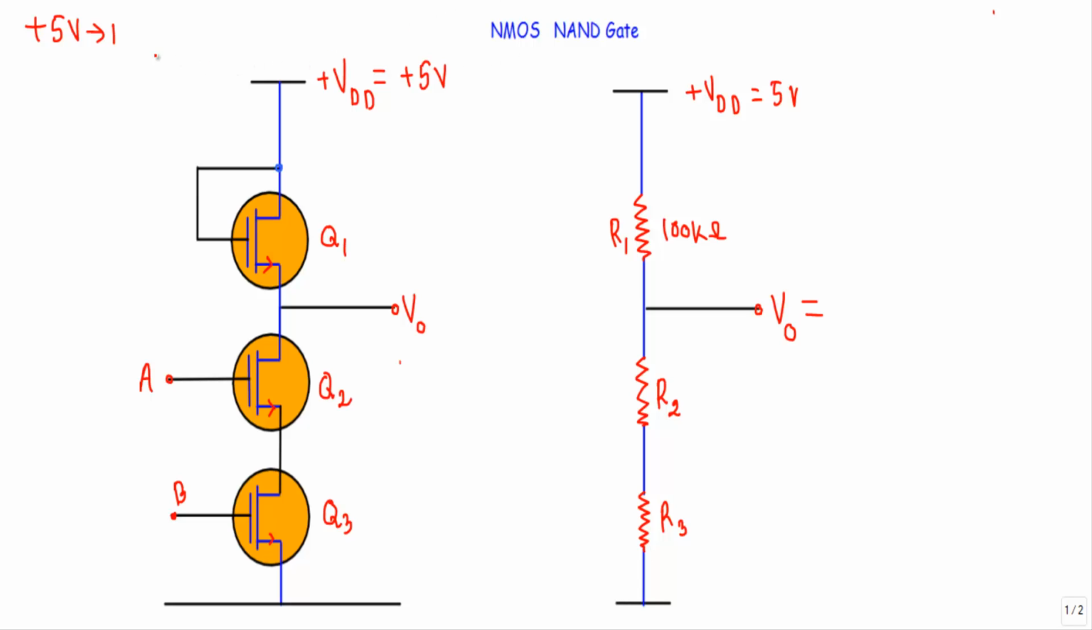And to specify logic 0, we will apply 0 volt. That means the input terminals will be connected to ground terminal. Now see, as this will be a NAND gate, here we will use 2 input NMOS NAND gate. Therefore, if at least one of the inputs is at logic 0, our output will be at logic 1. And for the inputs A and B at logic 1, our output will be 0 volt.